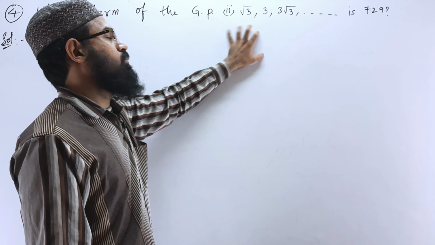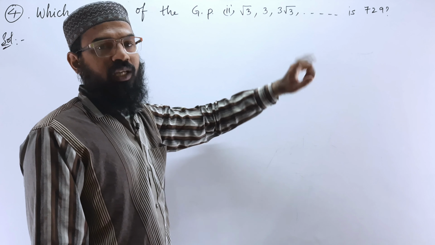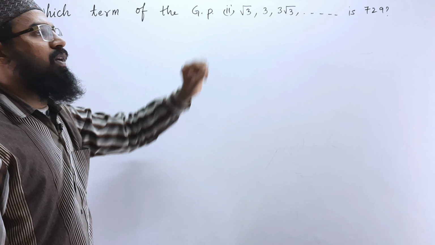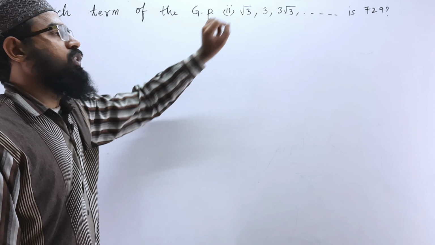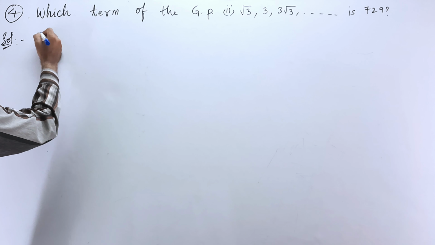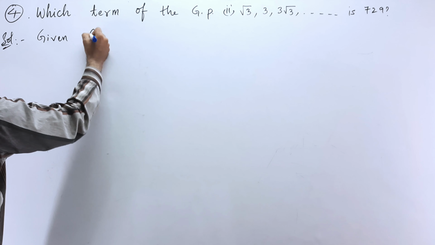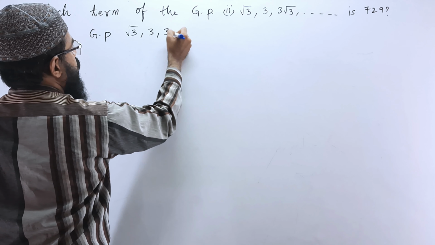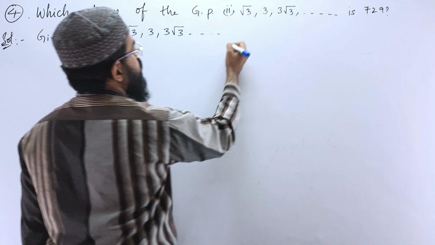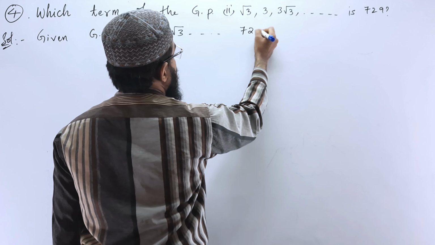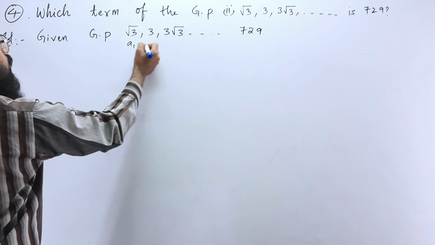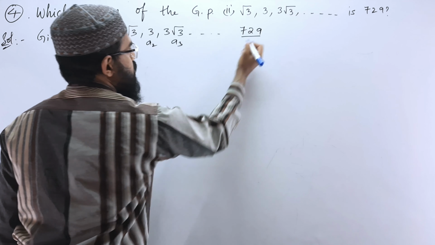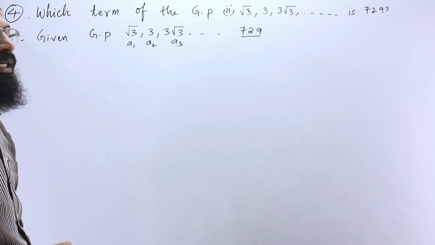Second one: root 3, 3, 3 root 3 up to so on 729. So we have to find which term is 729 of this GP. Now let us write the solution. Given geometric progression is root 3, 3, 3 root 3 up to so on 729. So this is the first term, second term, third term. We don't know which term this is. We will take that as the nth term.